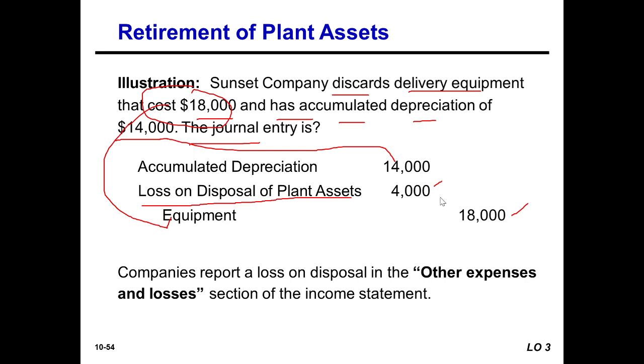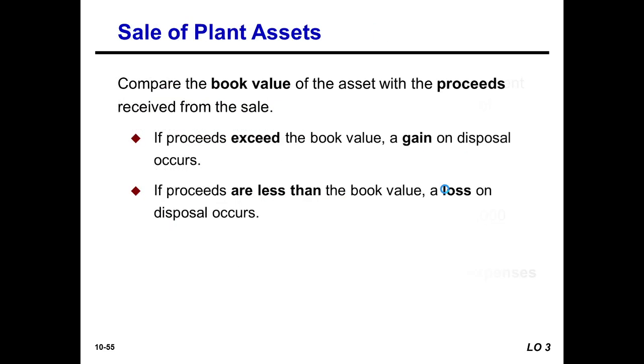This is a loss. Okay, so we know other expenses and losses must be debit. The companies report a loss on disposal in the other expenses and losses section of the income statement, and we show it on the expense side of our income statement. Okay, so I think it's clear to everyone. Now we move to the next slide.